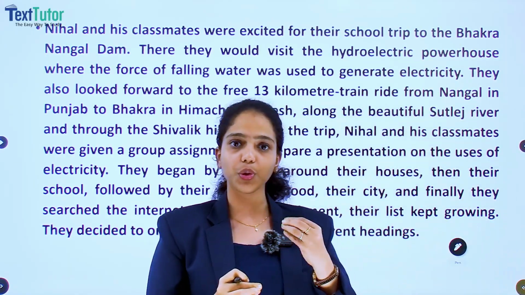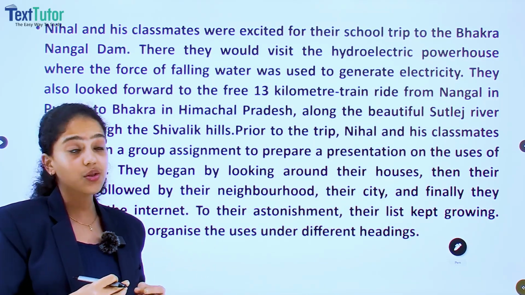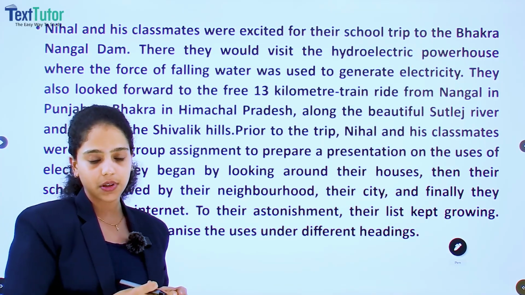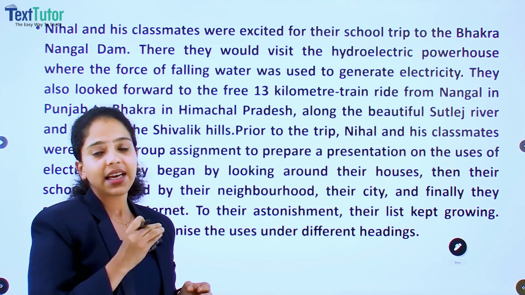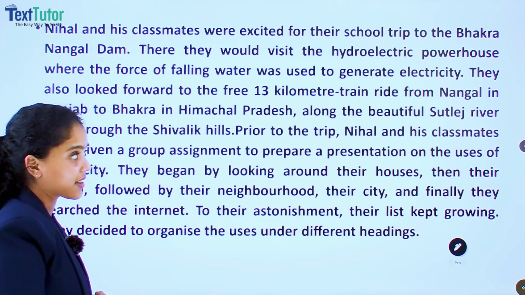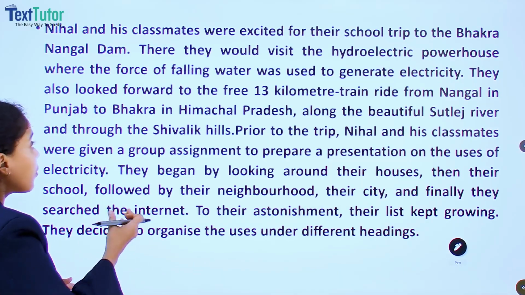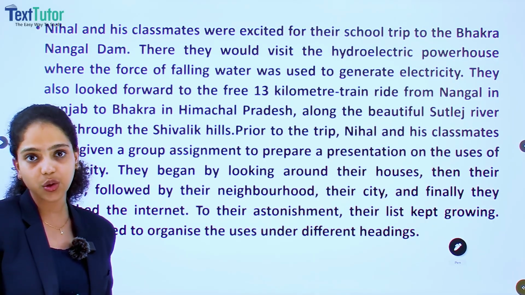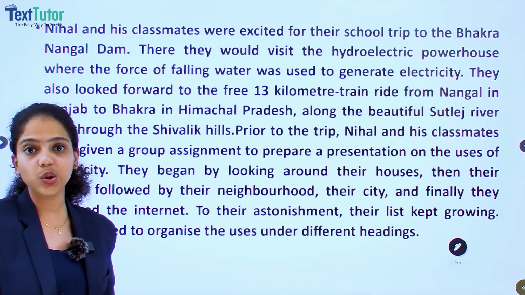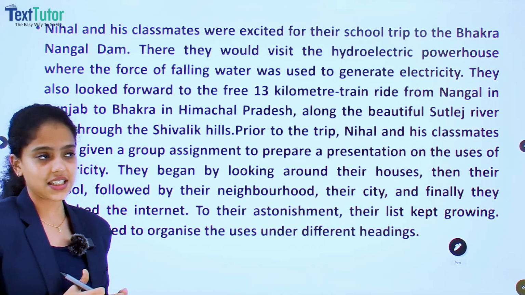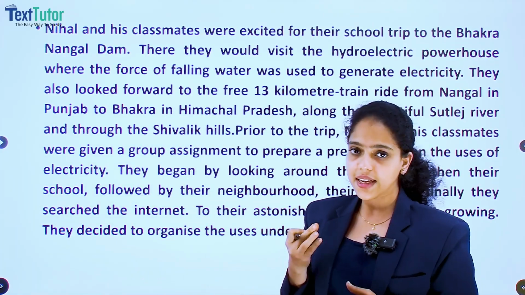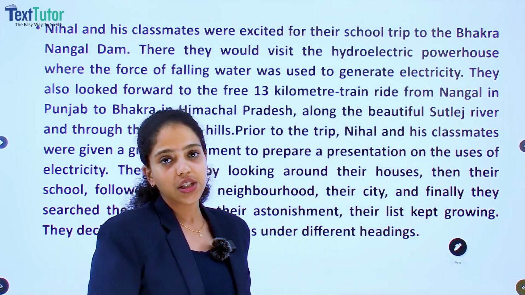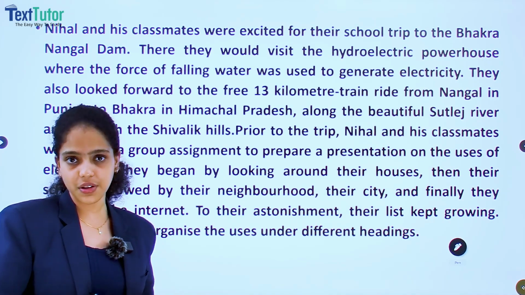To generate electricity, what do we use? We use a hydroelectric power plant, in which we use energy to generate electricity. In the hydroelectric powerhouse, the force of falling water, that is kinetic energy, is converted into electrical energy. So this dam, or the hydroelectric power plant, generates the electricity.